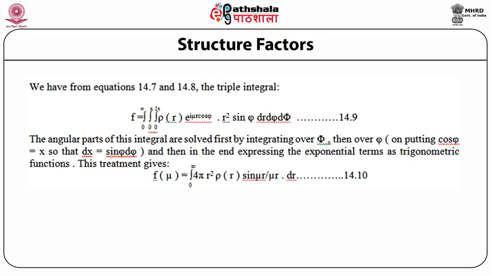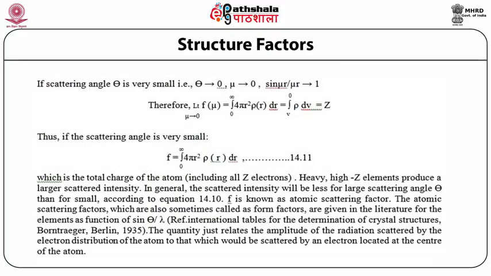This treatment gives F of mu equal to the integral from 0 to infinity of 4 pi r square rho as a function of r, sine mu r by mu r, dr, referred to as equation 14.10. If scattering angle theta is very small, that is theta tends to 0, mu tends to 0, and sine mu r by mu r tends to 1. Therefore, the limit of F of mu, mu tending to 0, is equal to the integral from 0 to infinity of 4 pi r square rho of r dr, equal to the integral from 0 to V of rho dV, equal to capital Z.